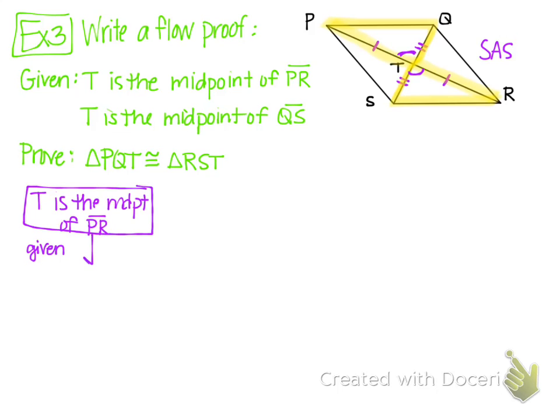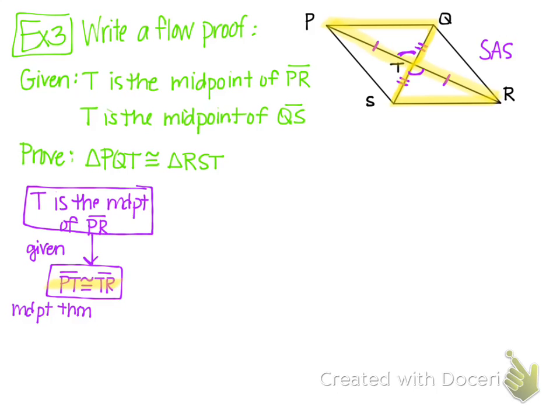So from this, we're getting that PT is congruent to TR. You see how this arrow, this statement comes from that statement. And your reason? Midpoint theorem. Use abbreviations. Midpoint theorem. And that's one of the pieces that we need to prove the triangles congruent.